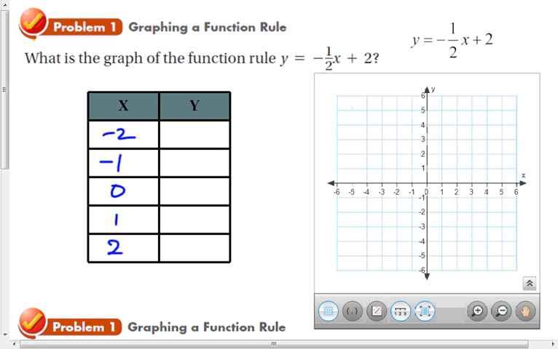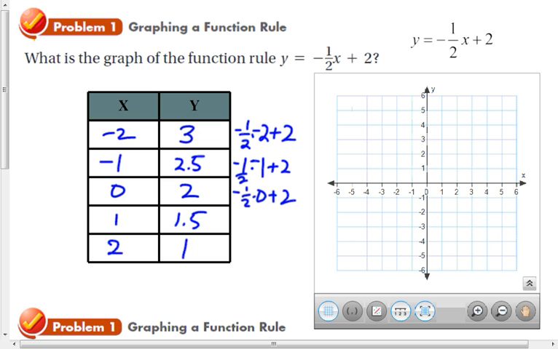And then our output, I'll put over here, but we need to do negative 1/2 times the x value, which is negative 2, plus 2; negative 1/2 times negative 1, plus 2; negative 1/2 times 0, plus 2. I think after I have 3 of these values, that should be enough for me to see a pattern. Negative 1/2 times negative 2 is 1, plus 2 is 3. Negative 1/2 times negative 1 is positive 1/2, plus 2 is 2.5. Negative 1/2 times 0 is 0, plus 2 is 2. And it seems like these values are decreasing by half each time. So I'm going to just continue that way.